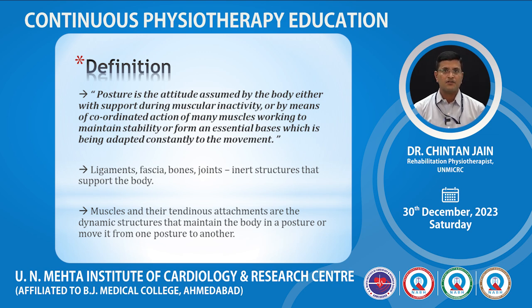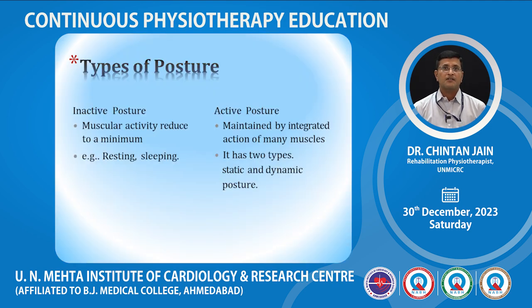Ligaments, fascia, bones and joints are the inert structures that support the body. Muscles and their tendinous attachments are the dynamic structures that maintain the body in a posture or move it from one posture to another posture. Then types of posture: inactive posture and active posture.